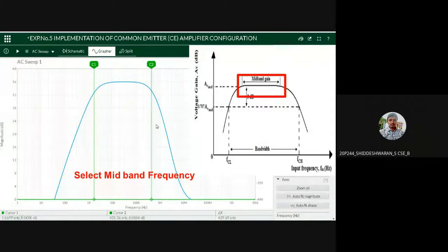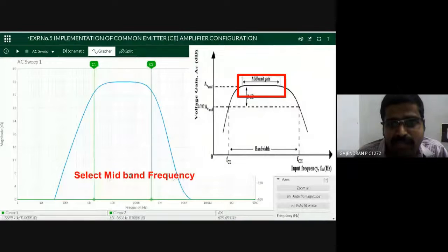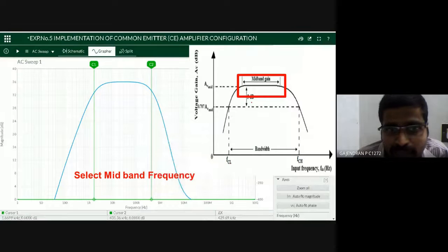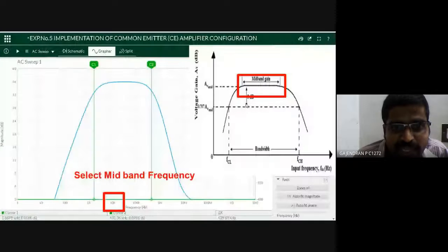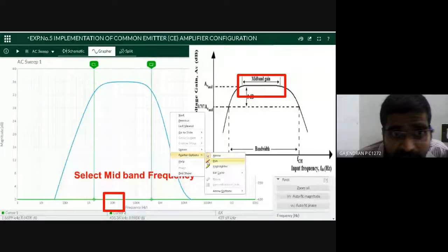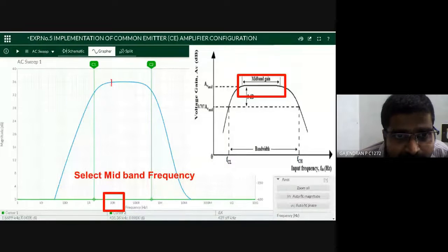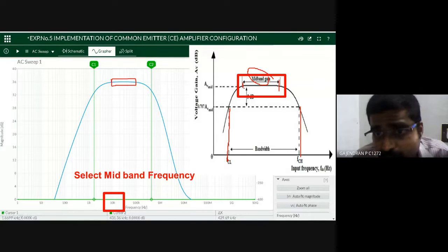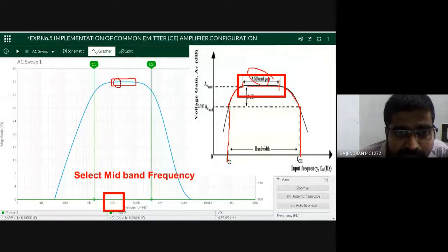Midband frequency you need to find. Midband frequency அப்படின்னா நல்லா க்ளோஸா வாட்ச் பண்ணிக்கோ. Midband frequency is the one at the time your gain is almost constant இருக்கணும். புரியுதா? இந்த போர்ஷன் தெரியுதா? Bandwidth is different, midband gain is different. Bandwidth ல லைட்டா ஒரு சின்ன லீனியர் இன்க்ரீஸ் அண்ட் டிக்ரீஸ் இருக்கு. So இந்த ரேஞ்சில் ஒரு frequency you need to choose.